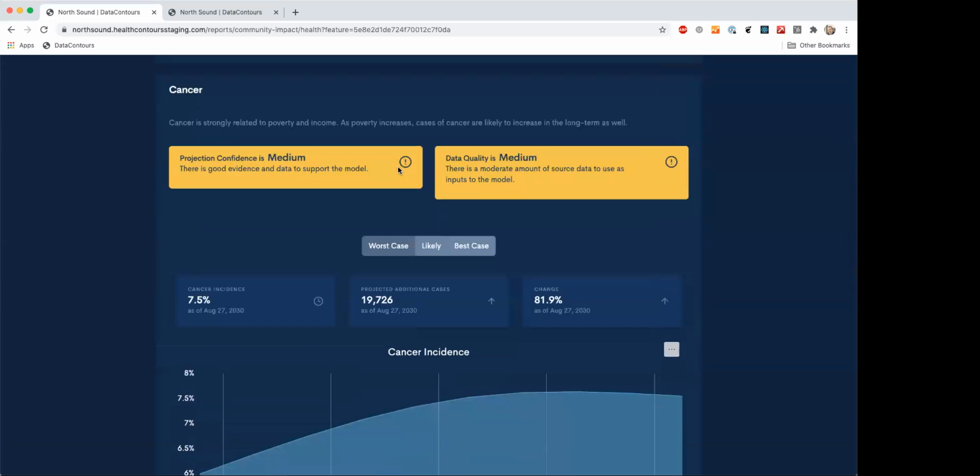We can look at cancer incidence. The confidence on this is medium because this indicator is a collection of a lot of different cancers, and obviously there's variability in the relationships and causal factors between those. But at the population level, medium confidence in this indicator. Data quality for cancer data is also medium, same challenges with all this health outcome data.